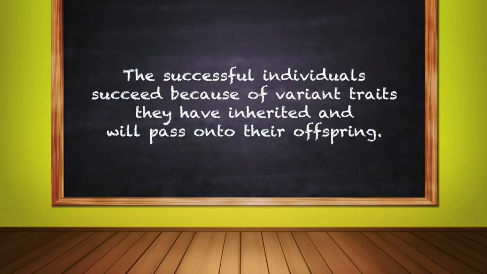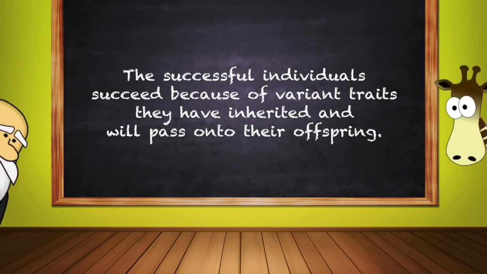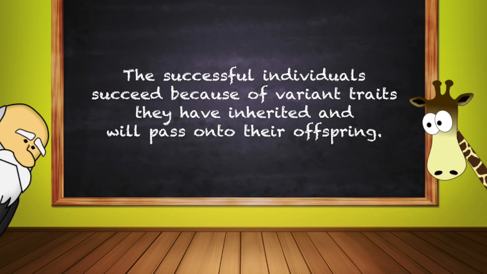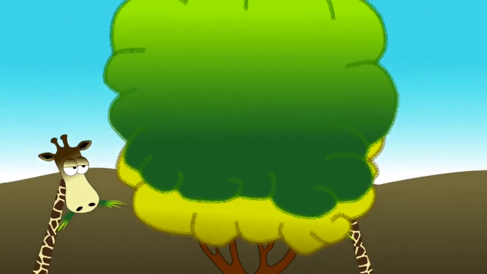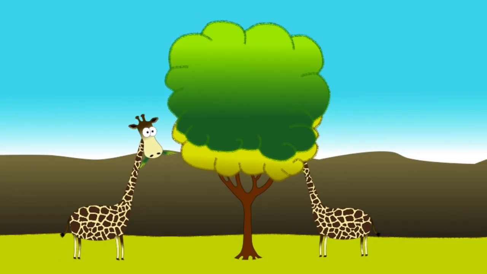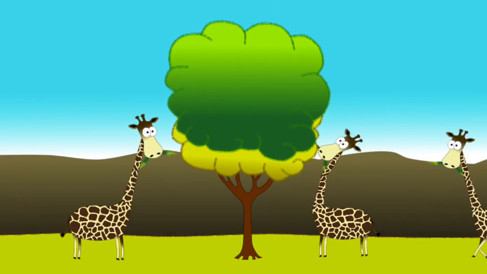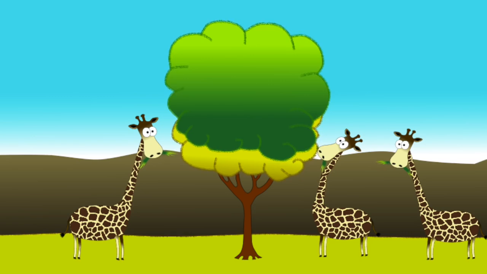Condition number 4. The successful individuals succeed because of variant traits they have inherited and will pass on to their offspring. Giraffes with the longer neck advantage are in better health and able to pass this feature to their offspring. Because this trait is more successful than shorter necks, more individuals in the population have it.